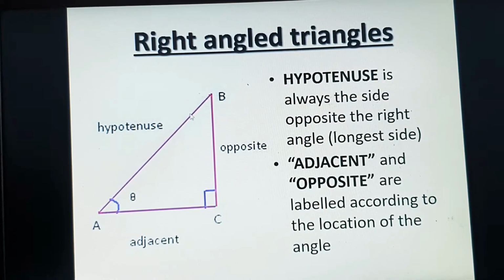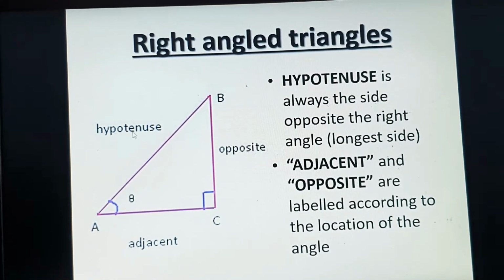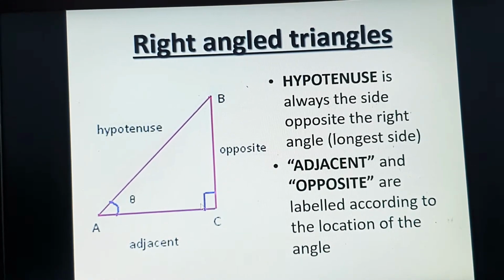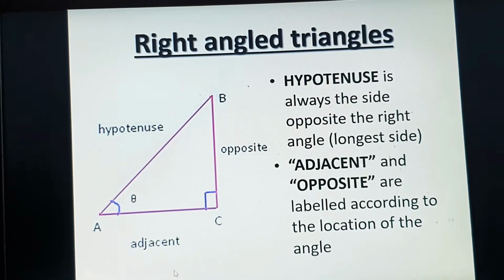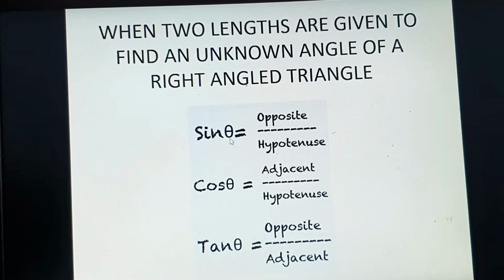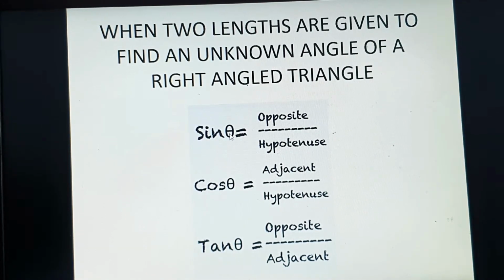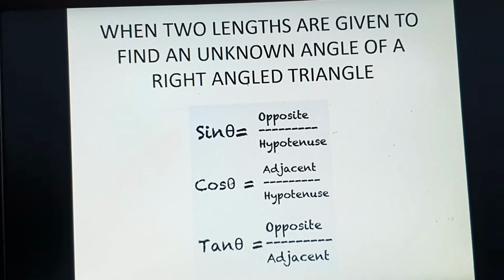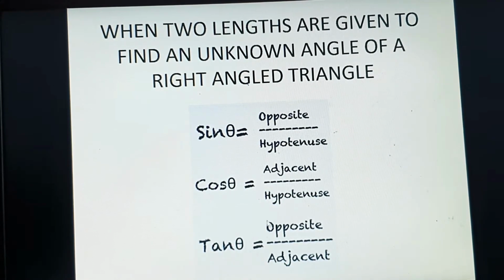It's also the longest side, but the easiest way to determine what that side is, it's always the one that's opposite the right angle here. We're going to use the same 3 ratios, just like we did last time. However, what we're going to do now is, instead of looking for a side, we're trying to look for theta. So all the angles here are going to be our unknowns.